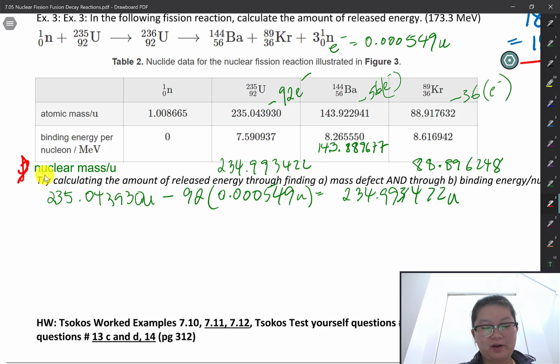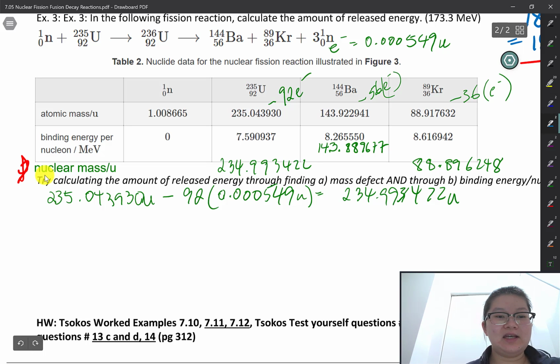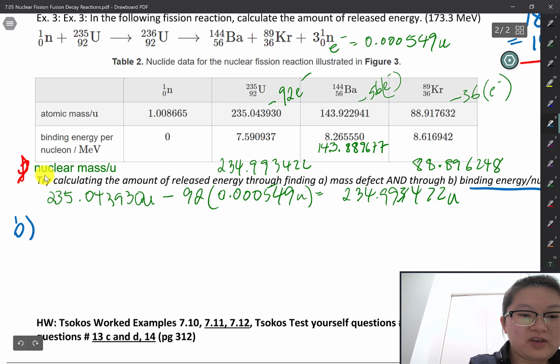Okay, so I'm going to be working with nuclear mass and not with binding energy per nucleon. But for the first part of the question, in which I do look at binding energy per nucleon, I'm probably not going to even need the nuclear mass. So let's go ahead and do the binding energy method first. I'm going to do B first.